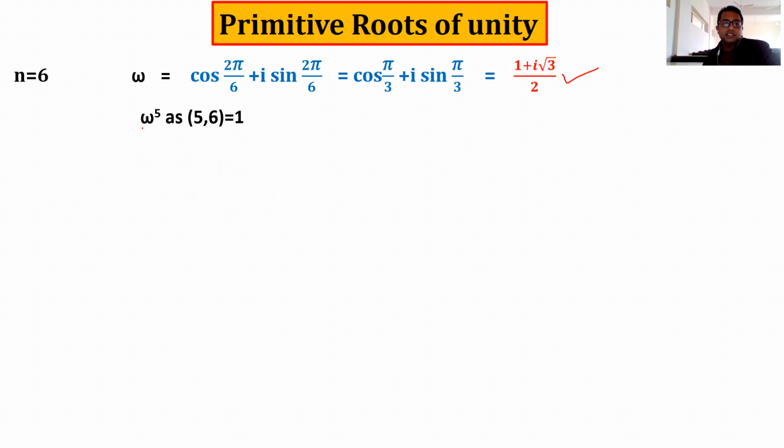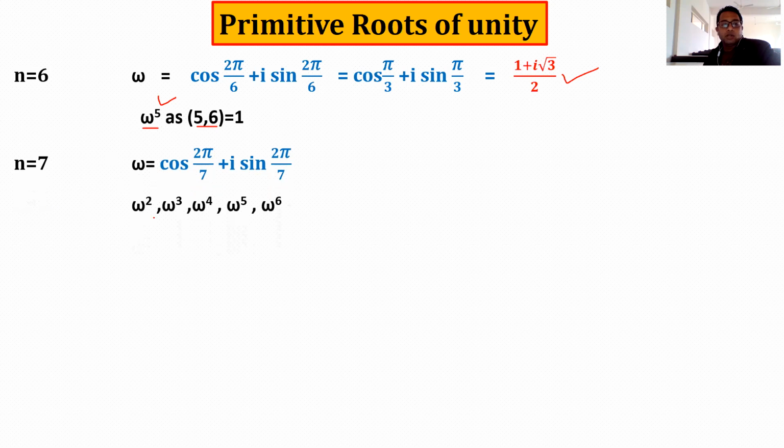And for n equal to 6, you will have only omega raised to power 5, because the number less than 6 which has GCD equal to 1 with 6 is only 5. So omega and omega 5 are the only primitive sixth roots of unity in C.